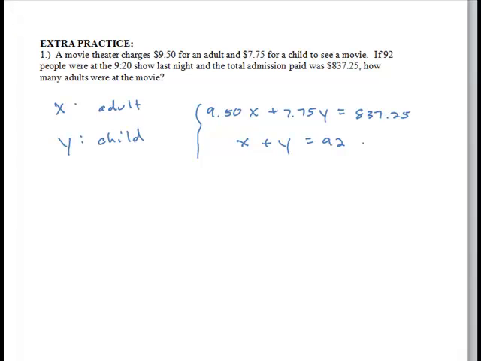So here's our system of two linear equations. You can solve using whichever method you prefer, which we've solved enough of these, so I'll let you do that on your own. x should work out to be 71, y will work out to be 21, which means x was the number of adults, y the number of children.